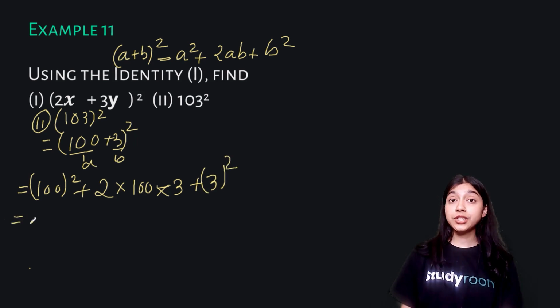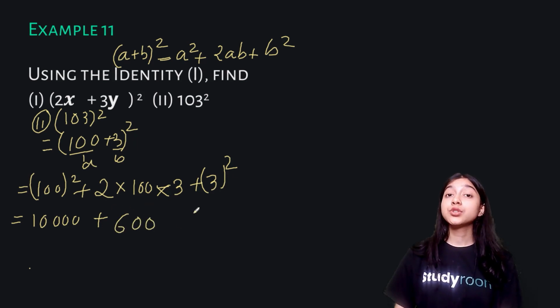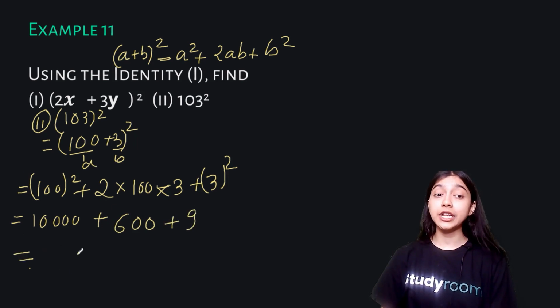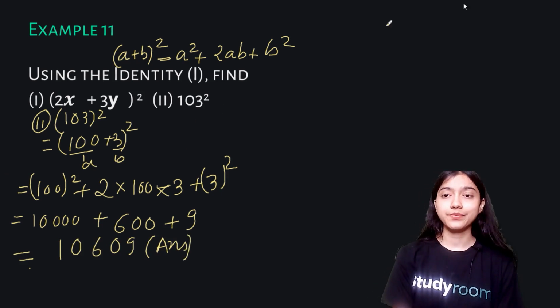Now 100 square gives us 10,000 plus 2 into 100 into 3. What will it give? 3 into 2 gives 6 and 6 into 100 gives us 600. Over here we have 3 square which gives us 9. So ultimately the answer that we'll get is 10609. So this is the final answer of 103 whole square using identity.